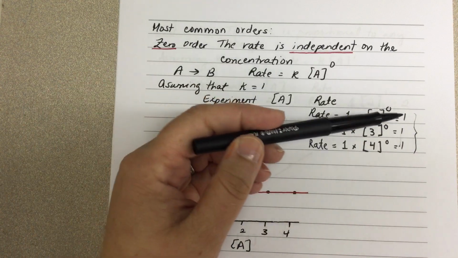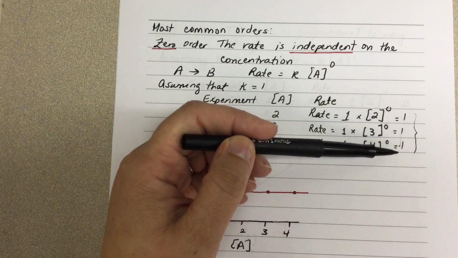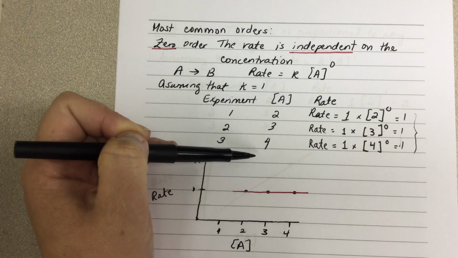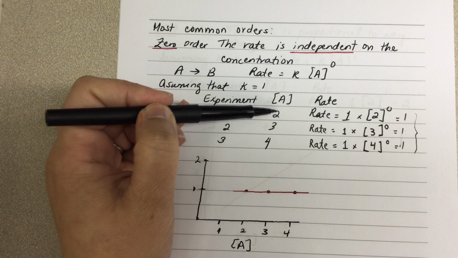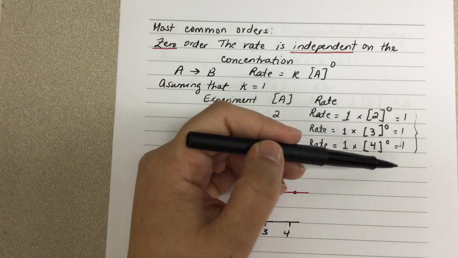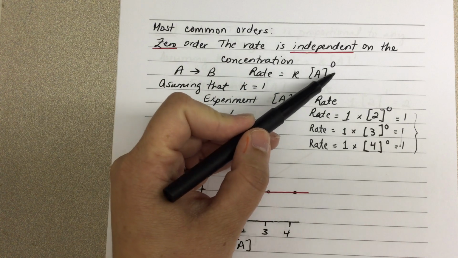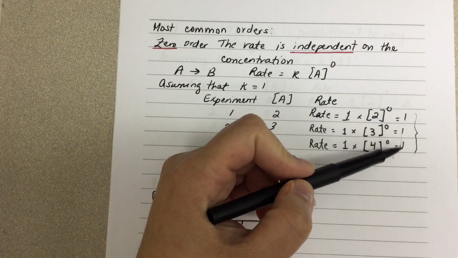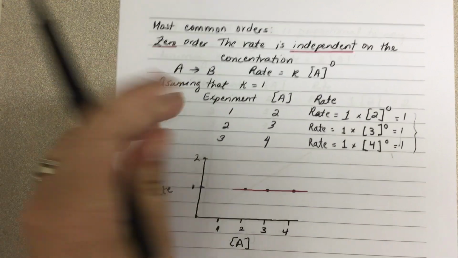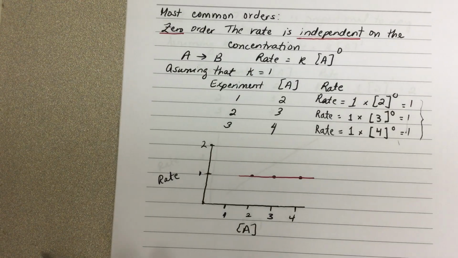Okay? You're getting exactly the same number for the rate for all 3 experiments, and the concentration for A is different. You're changing the concentration, but the rate is the same. That is happening because it's a zero order, and this rate is not going to be determined by the concentration of your reactant. Okay? So that's the first one.